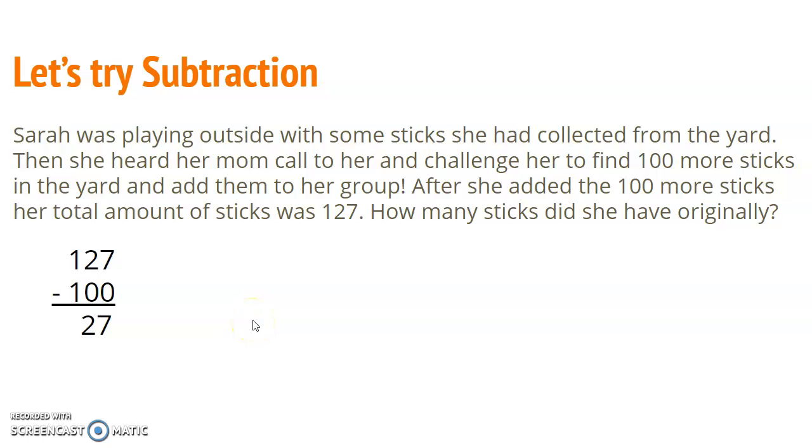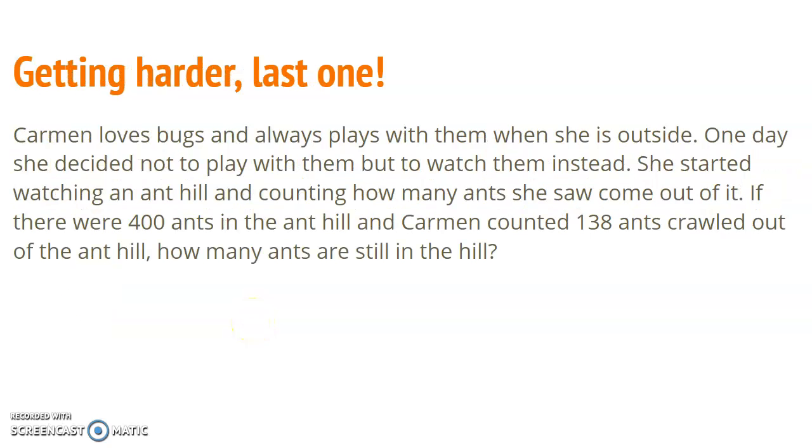All right, let's try one more. Getting harder. Last one. The word problem says, Carmen loves bugs and always plays with them when she is outside. One day, she decided not to play with them, but to watch them instead. She started watching an anthill and counting how many ants she saw come out of it. If there were 400 ants in the anthill and Carmen counted 138 ants crawled out of the anthill, how many ants are still in the hill? All right, so this is another subtraction problem. Go ahead and take a minute to solve this problem on your own.